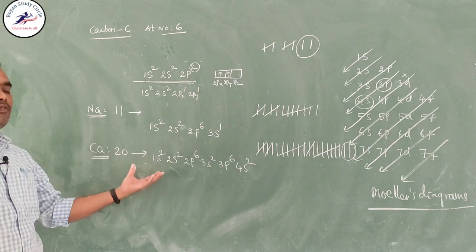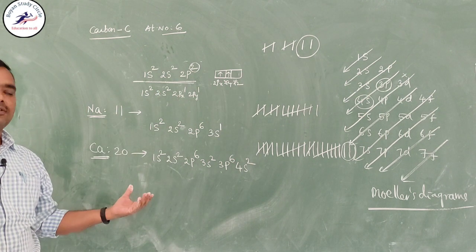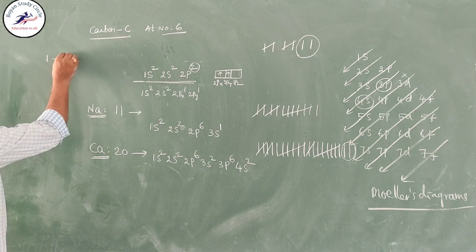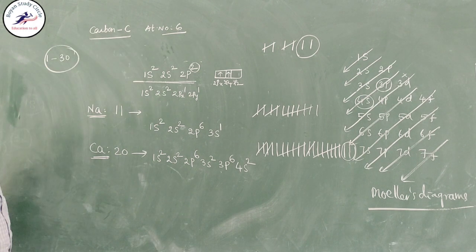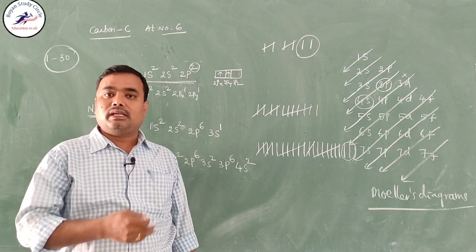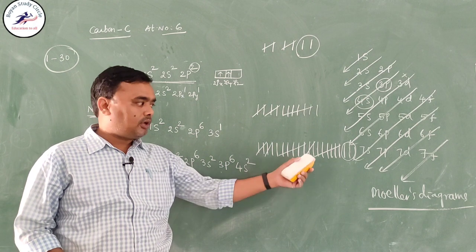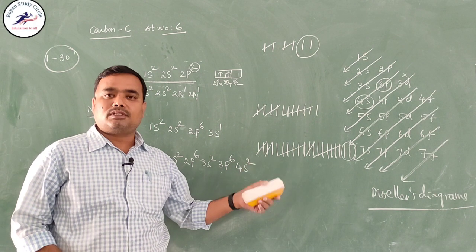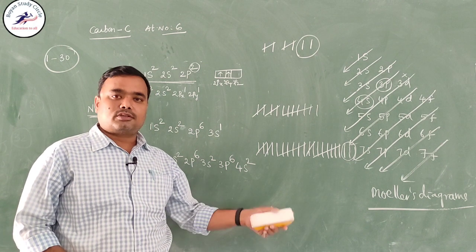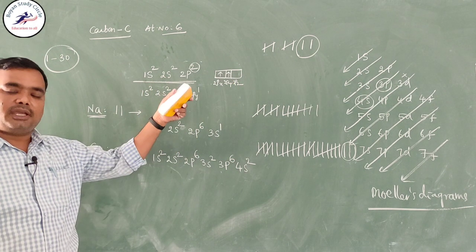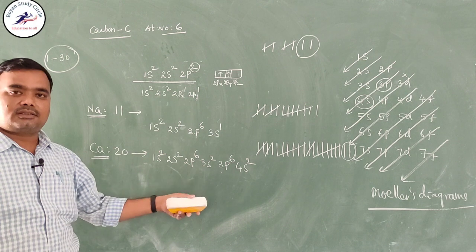This is the simple way to write the electronic configuration. Children, you can try the electronic configuration for elements 1 to 30, that means hydrogen to zinc. Try to write the electronic configuration in this way using the Aufbau diagram and Hund's and Pauli's principles, and make a list in your notes.